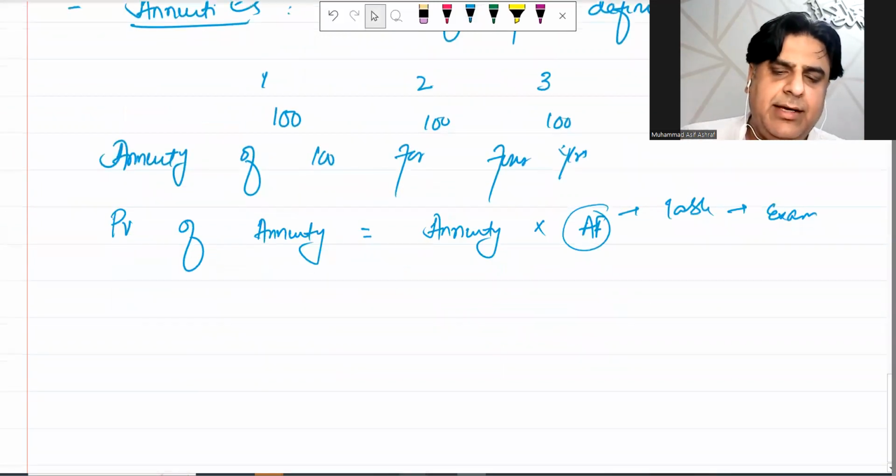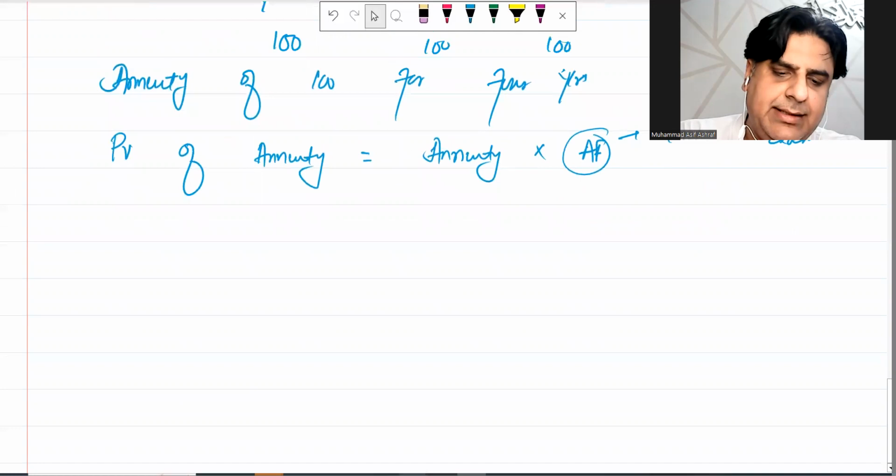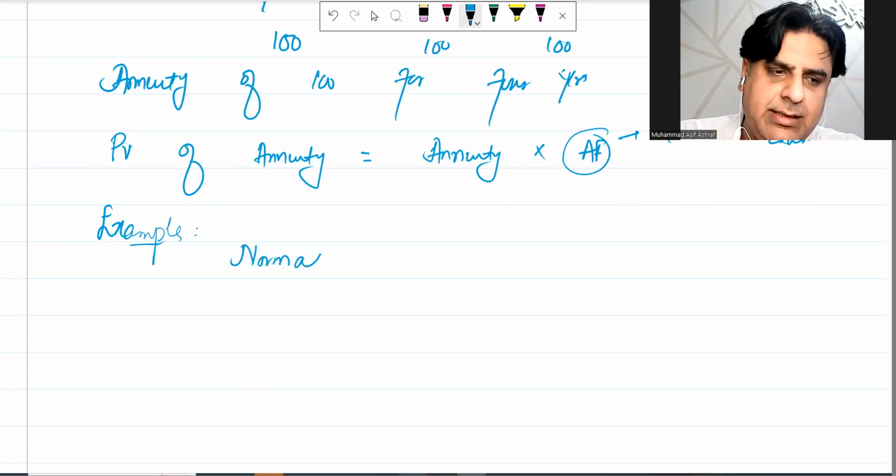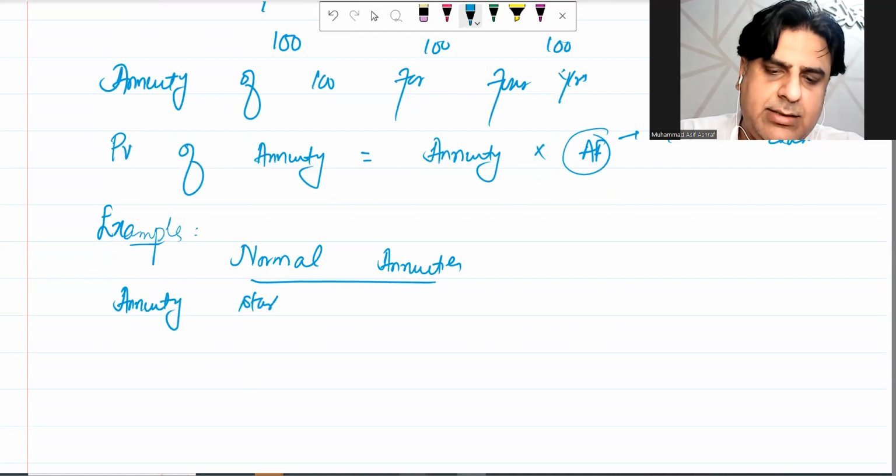Okay. Now let's solve some examples. Let's have a better understanding of it. Examples. First of all, normal annuities. Normal annuities means that the annuity starts from year one.